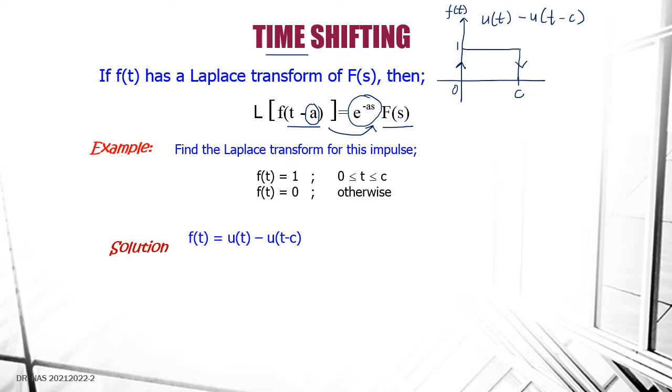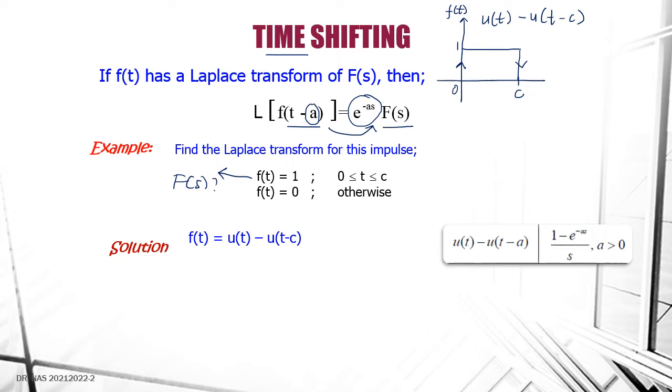So the question asks you to find the Laplace transform. So you need to find what is your F(s). So in order to do that, you need to refer to the Laplace transform table. So given u(t), from the table, u(t minus a) in S domain will be this equation.